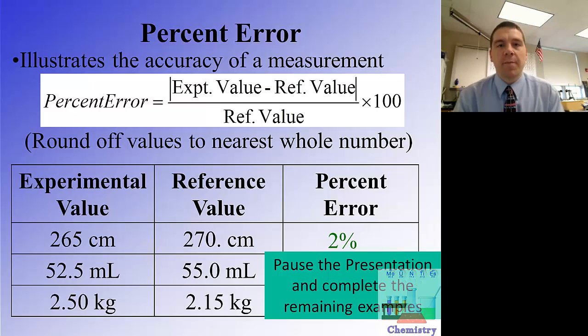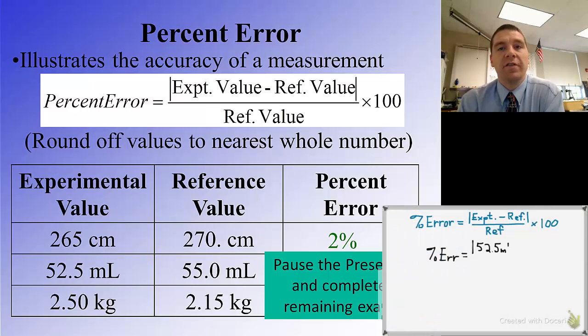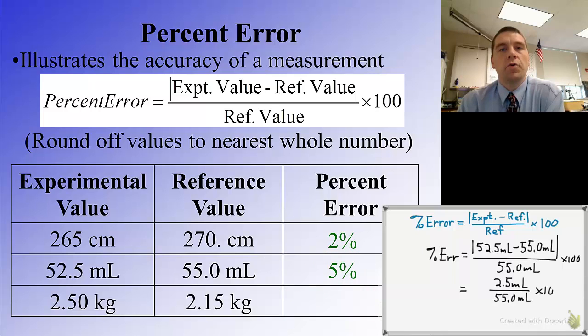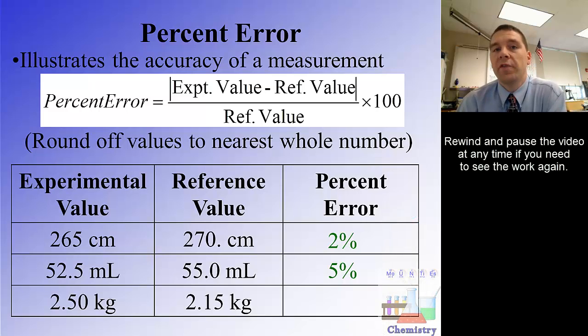All right, let's get back to it. So for our second example there, we've got an experimental value of 52.5 milliliters and a reference value of 55.0 milliliters. So when we plug those numbers in, you should come up with the final value of 5%, rounded off to the nearest whole percent.